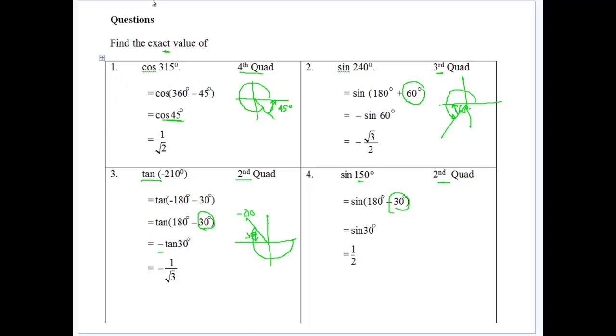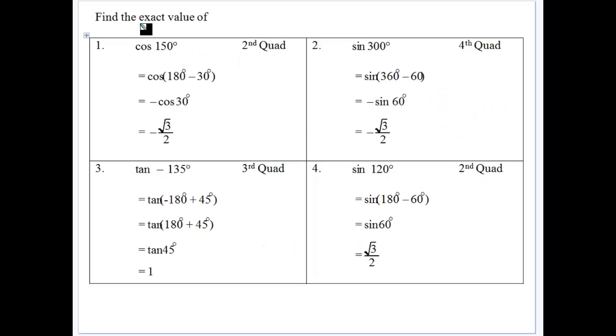So that's how we start to look. We're looking for those two things. What quadrant am I in? And then that gives me the sign. And then what's the related angle?